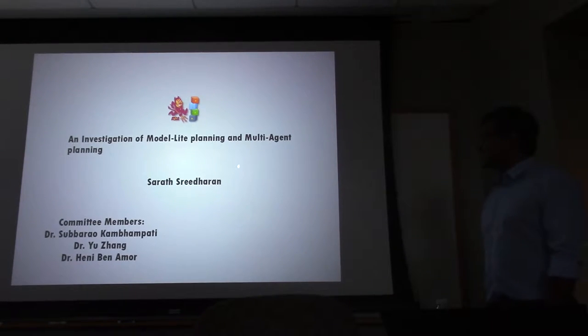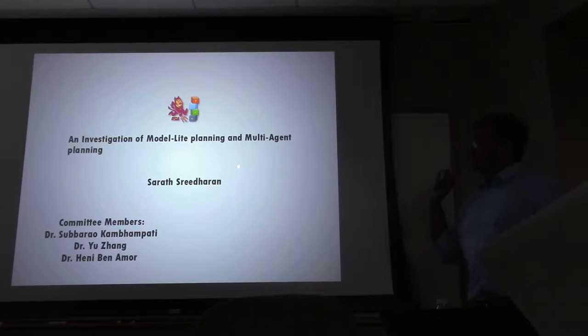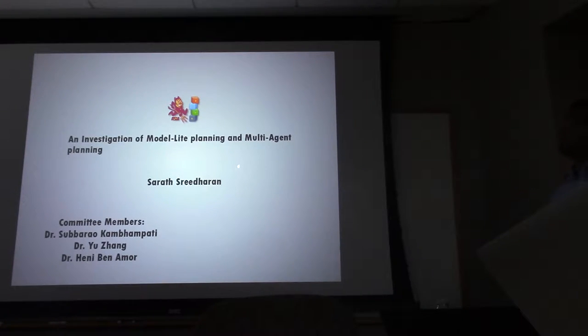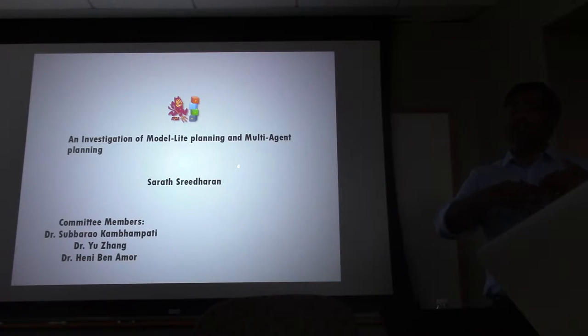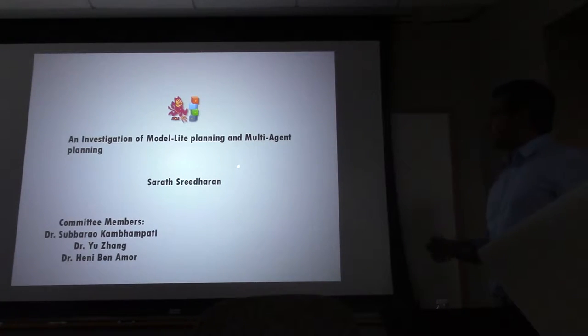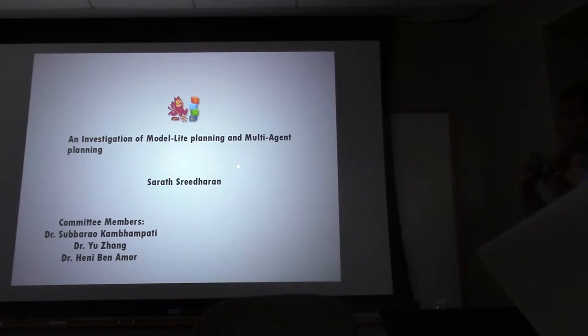Basically, the topic for my thesis is called an investigation of model-like planning and multi-agent planning. These are two areas within automated planning that have recently been getting a lot of attention. What the thesis contains is two works I've done within these two areas. Since these are two sub-areas within automated planning, I'll start with a very brief introduction to automated planning.